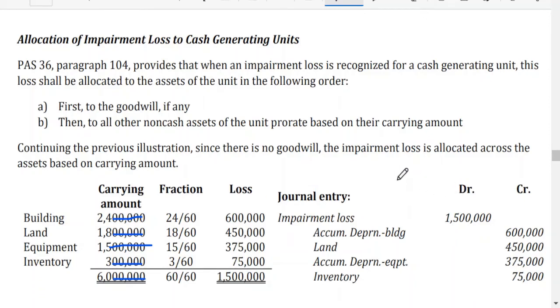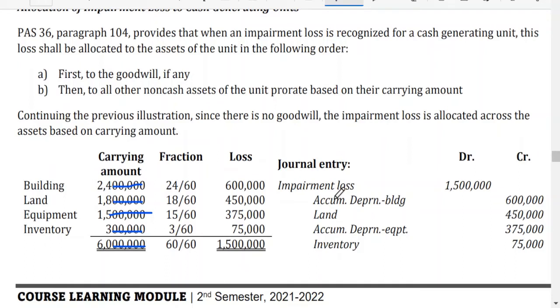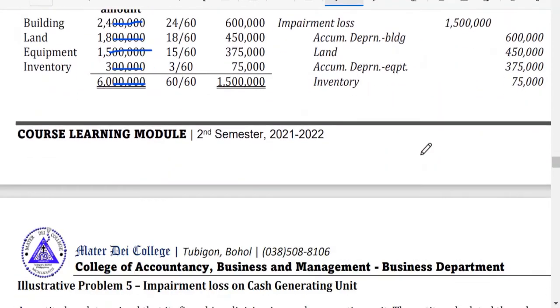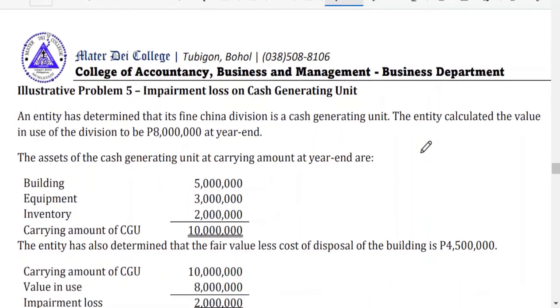So to prepare the entry, debit impairment loss 1,500,000, credit accumulated depreciation building. So we will charge that to the accumulated depreciation of the building. Then credit to land. Okay, since there's no accumulated depreciation for land. Then accumulated depreciation equipment. And then credit to inventory. The following amounts. So you have 600,000, 450,000, 375,000, and 75,000. Now let's go to another illustration.